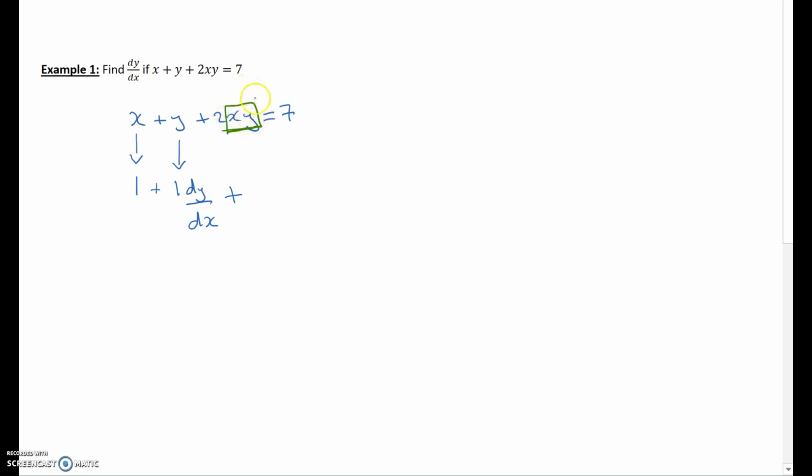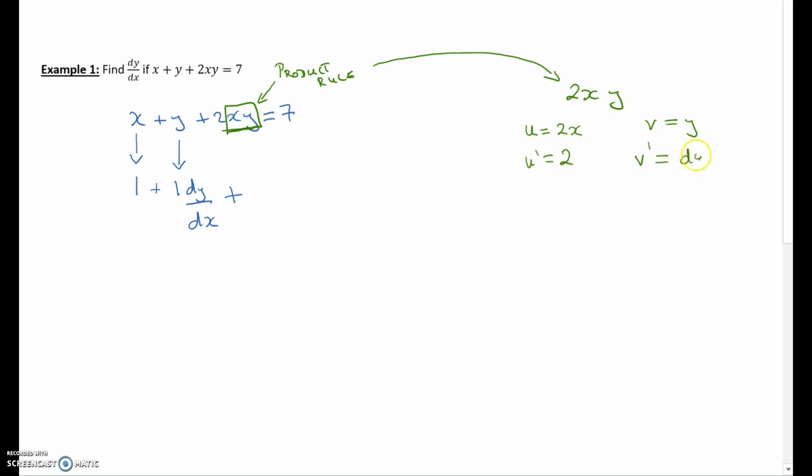An x and a y coming together like that means we need to use the product rule because they're both variables. So let's take that and do that over here. So 2xy is the piece that we're trying to differentiate. So let's say u is 2x and v is y. Well, u prime, differentiate 2x, you just get 2. V prime, differentiate y, you get dy/dx. Or again, you can call it 1 dy/dx if you want.